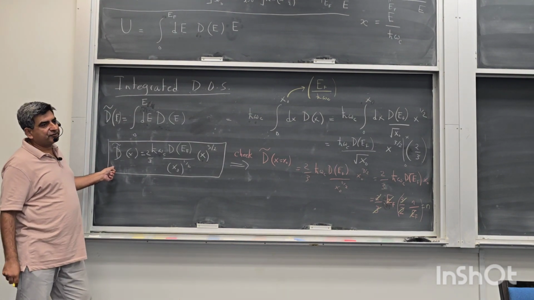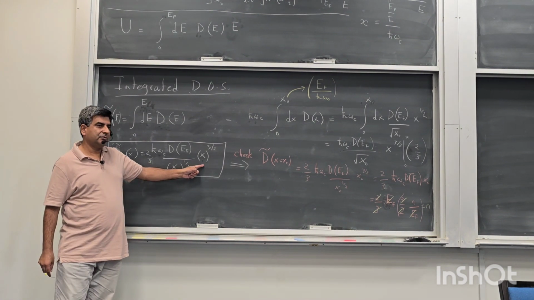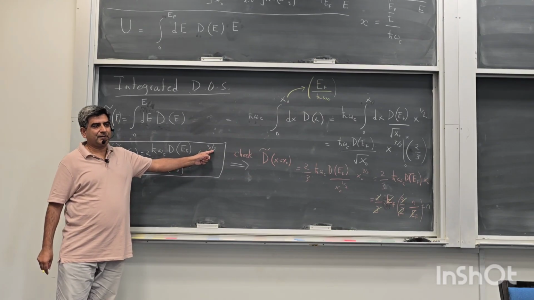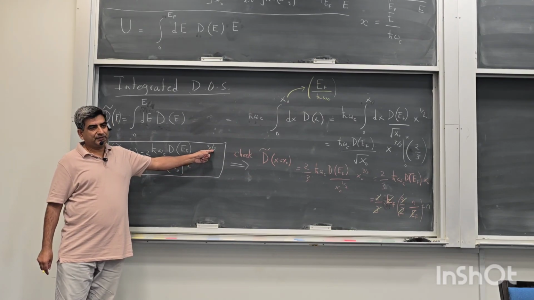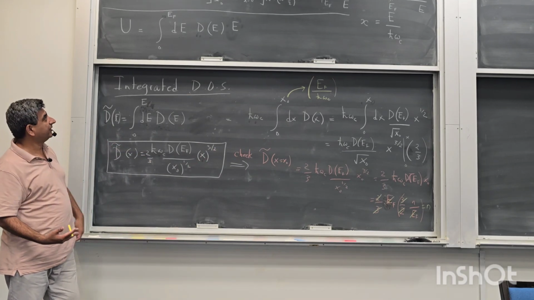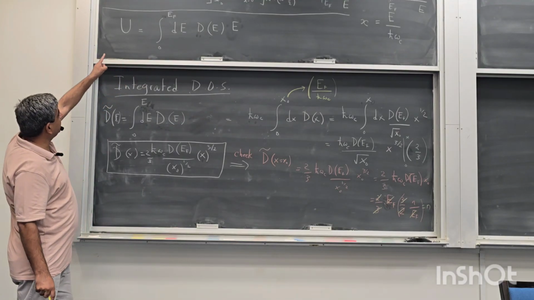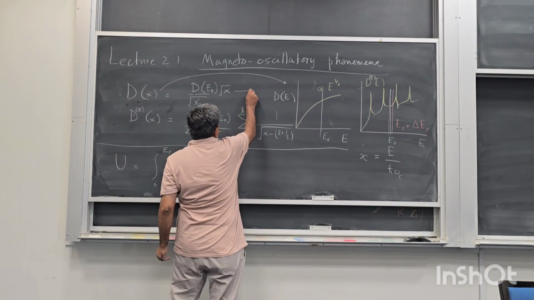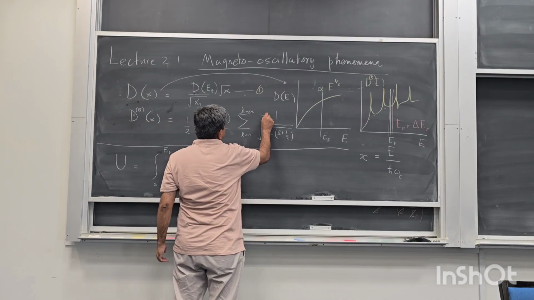So the integrated density of states is proportional to x to the power 3 by 2. We can plot this as well. Let's now plot the integrated density of states in the presence of a magnetic field. For that, we'll have to integrate this equation. So let's call this equation number 1, and this equation number 2.